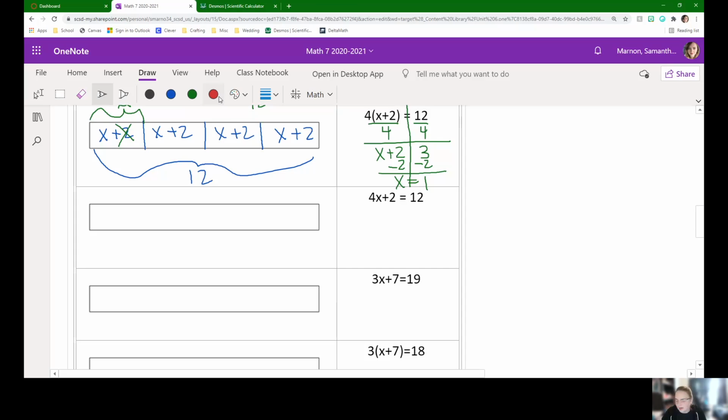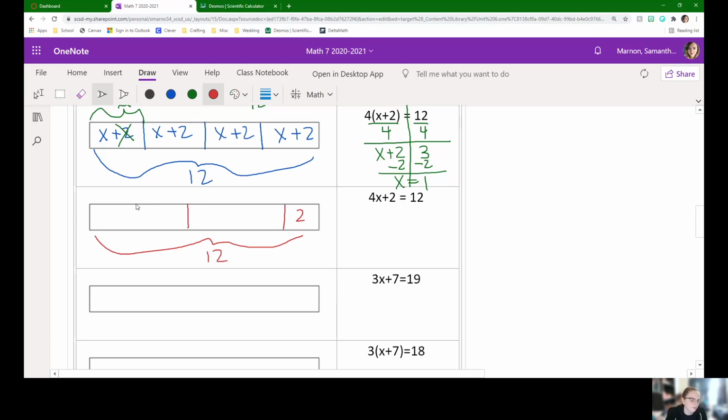Okay, so if you drew this diagram, you might notice some similarities and some differences between the last one. So this one had parentheses, this one doesn't. So let's see what this will look like a little bit different. So just like the last one, this whole thing is 12. But now instead of 4 of the same groupings, I have 2, and let's say 2 is about that much of 12. And then the rest I have to split into equal pieces for my 4 x's.